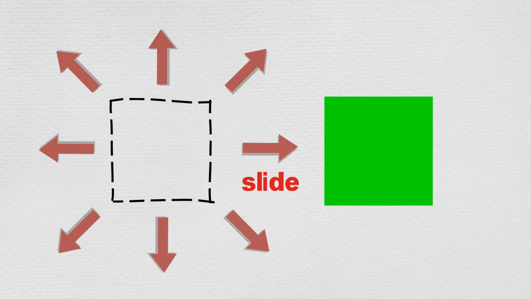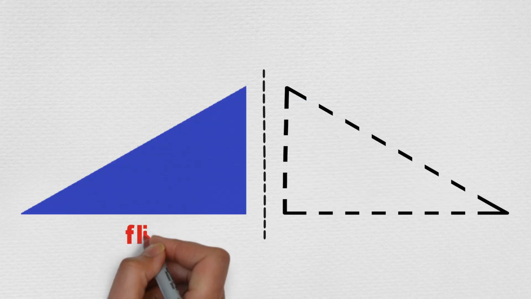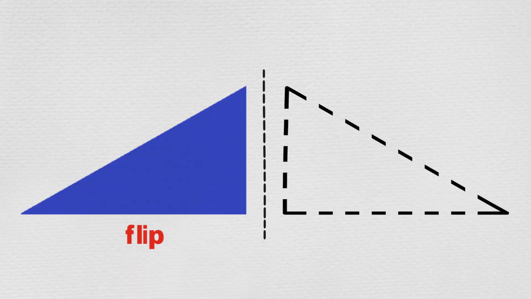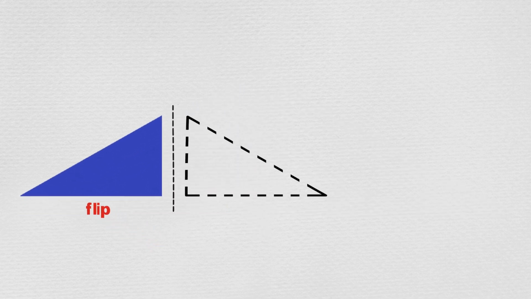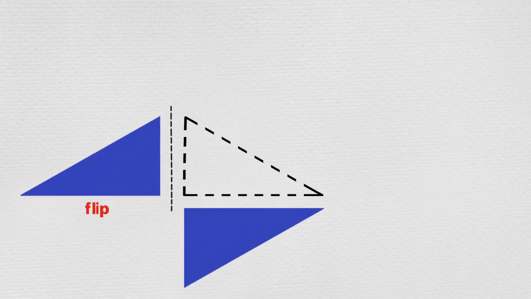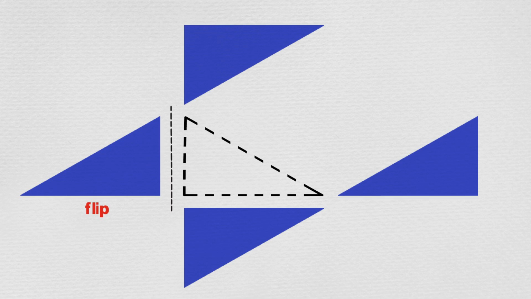To flip a shape, Min chose one of the triangles. Flipping a shape is like looking at it in a mirror or folding it over one of its sides like this. The triangle is still exactly the same size, but now it is backwards. We can flip the shape in other directions as well, like this, but it is always like reflecting it in a mirror.